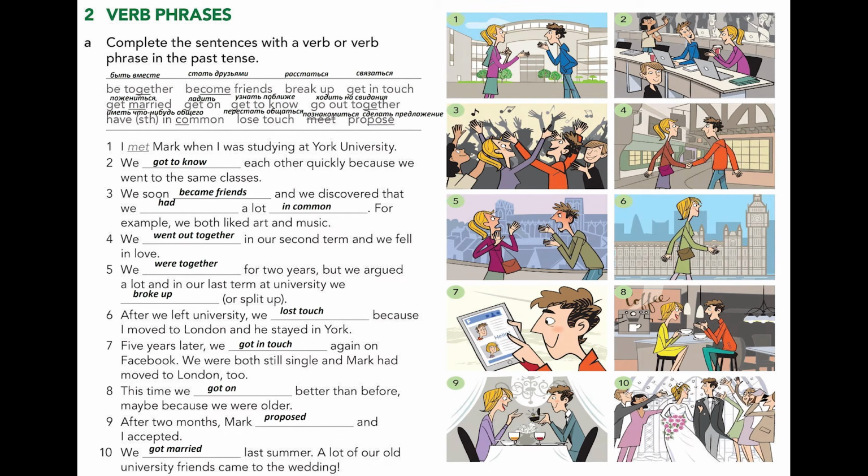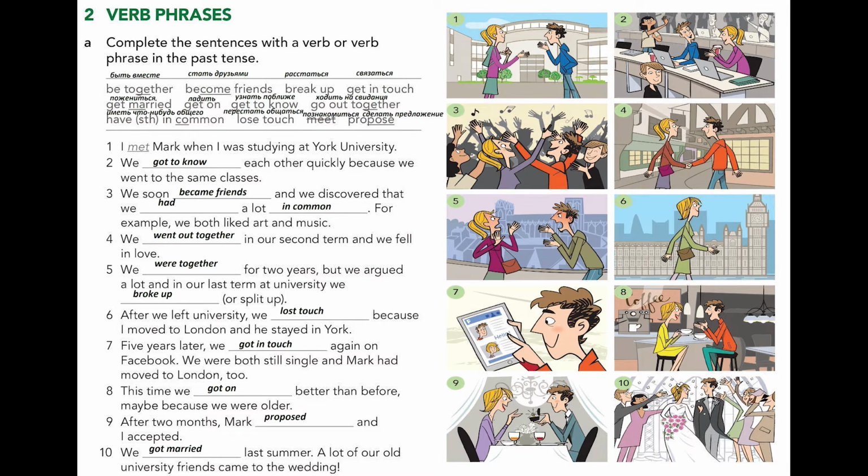2. Verb phrases. 1. I met Mark when I was studying at York University. 2. We got to know each other quickly because we went to the same classes. 3. We soon became friends, and we discovered that we had a lot in common. For example, we both liked art and music. 4. We went out together in our second term, and we fell in love.